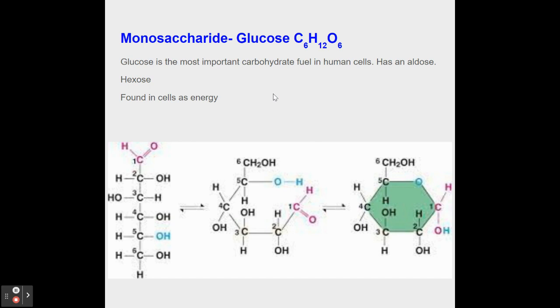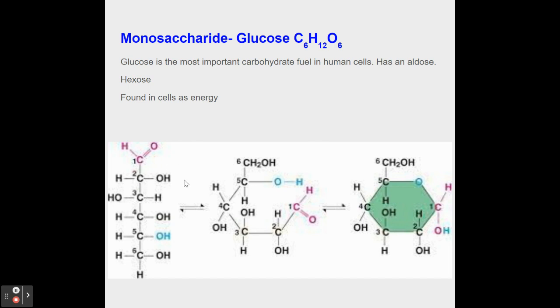When diabetics are looking at blood sugar level, they're looking at the glucose level within their blood. This is also a hexose, and it's found in cells as energy. So we have a linear structure here, and if we count carbon 1, 2, 3, 4, 5, 6, we can see it's a hexose. There are a number of different functional groups on this monosaccharide glucose. We have a carbonyl group here on carbon 1, and we have a number of different hydroxides, with carbon 3 having a hydroxide on the opposite side.